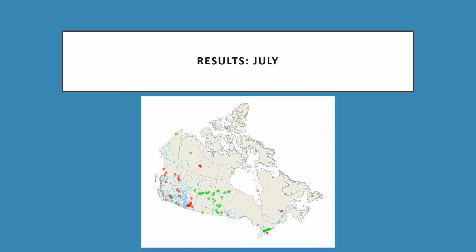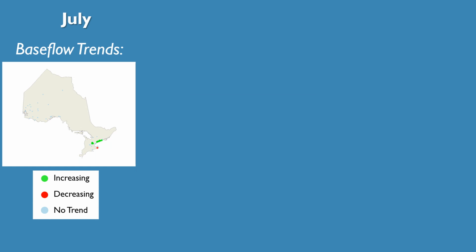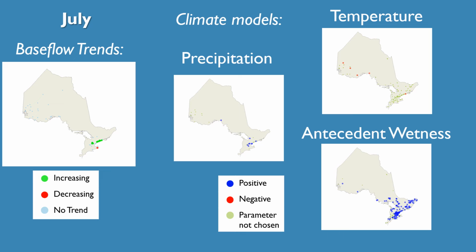Now I'll look at the results of July, which for Ontario is representative of May to December. Baseflow trends drop off after the spring thaw, only remaining concentrated around the Greater Toronto-Hamilton area. Antecedent wetness is once again a good predictor for changes in baseflow seen here, which is to be expected as it can take time for water to travel through the subsurface and discharge into a surface reservoir.